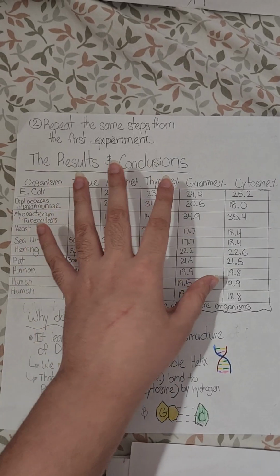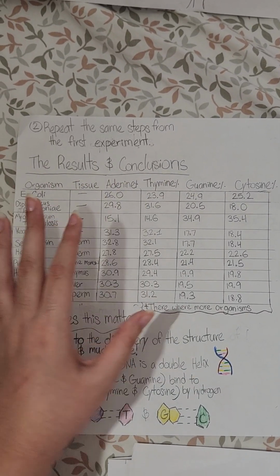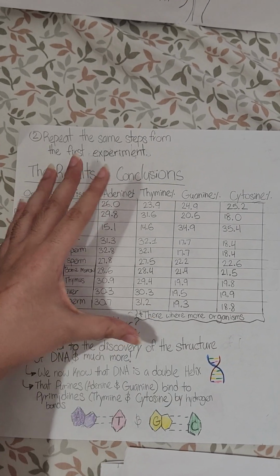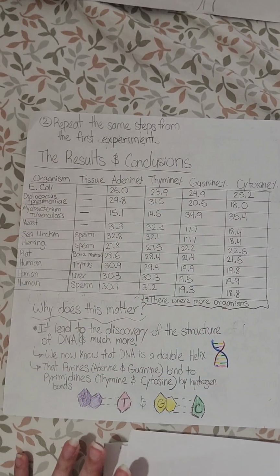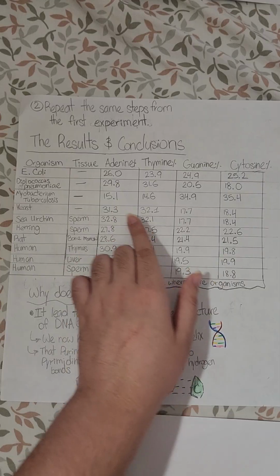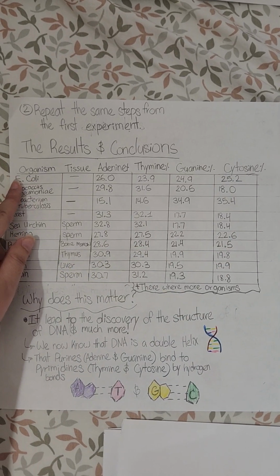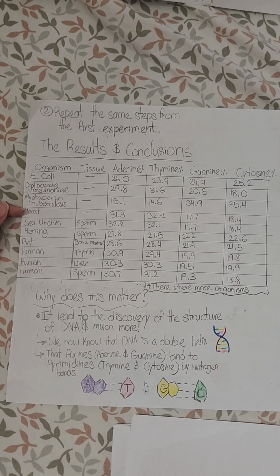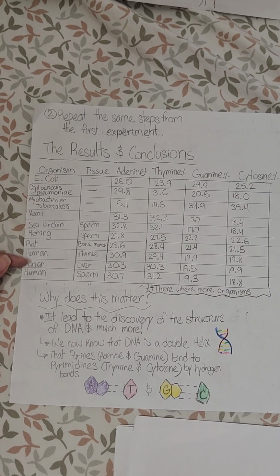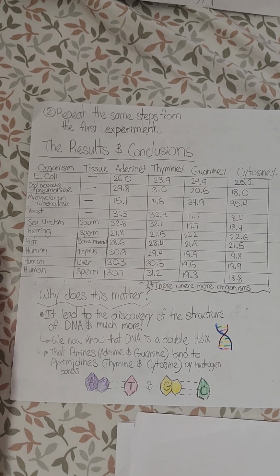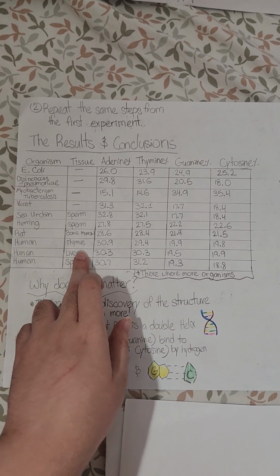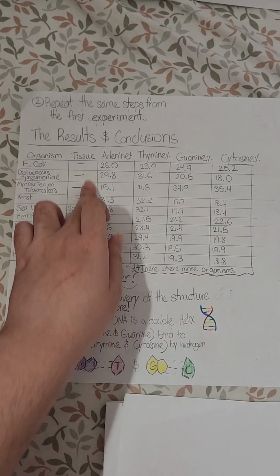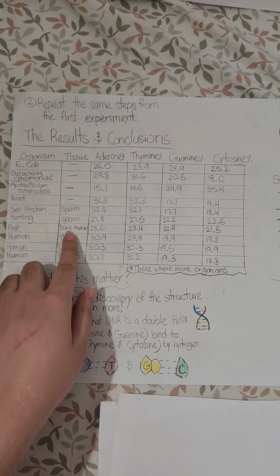He then repeated the steps from the first experiment. The results and conclusions from this experiment can be graphed in this paper. There's actually a lot more that he did, but I wasn't able to put it up on one chart. But here are just some examples. So we have E. coli here, and these three are types of bacteria. That's yeast, and then some animals, and of course humans. As you can see, here's the thymus, the liver, the sperm from humans, and different types of tissue that he used.